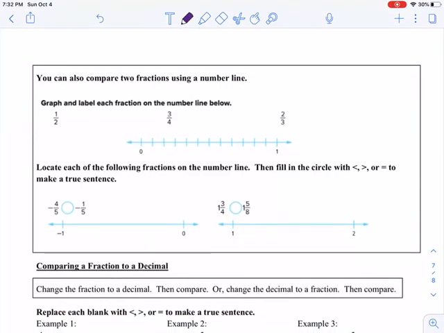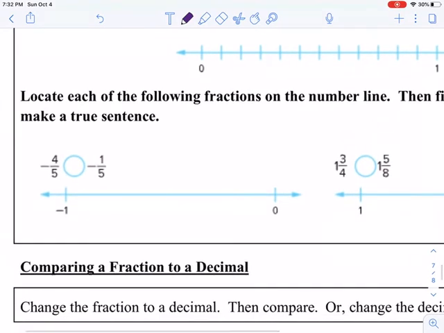You can also use number lines to place those. So if you look at this one here, we're going by fifths, which means we have 1/5, 2/5, 3/5, 4/5, and then that would be 5/5. So you have negative 4/5 here, negative 1/5 here, which means that's less.